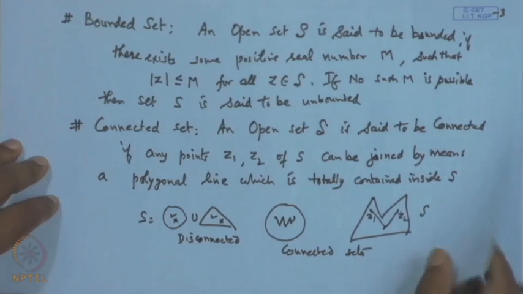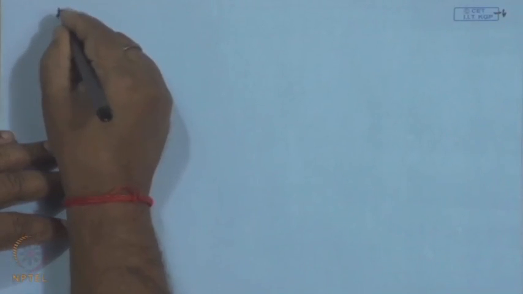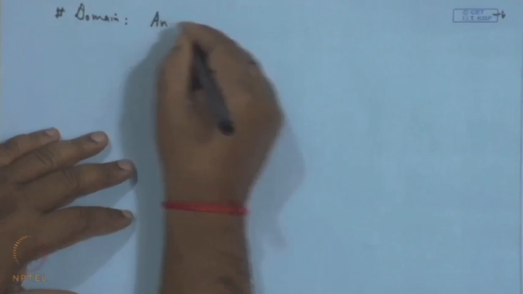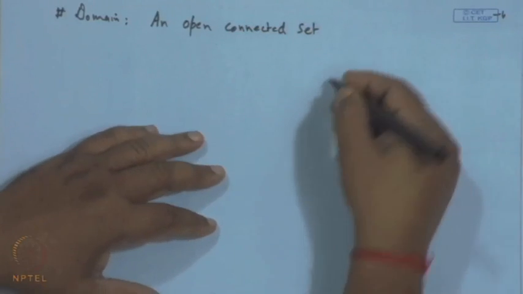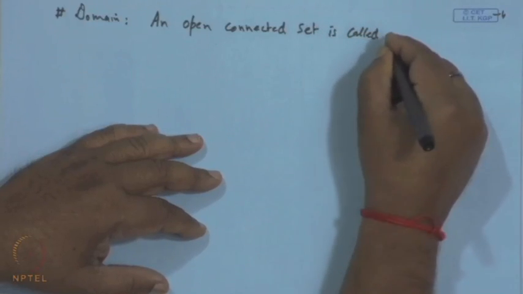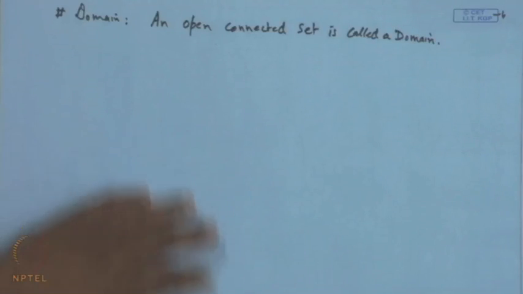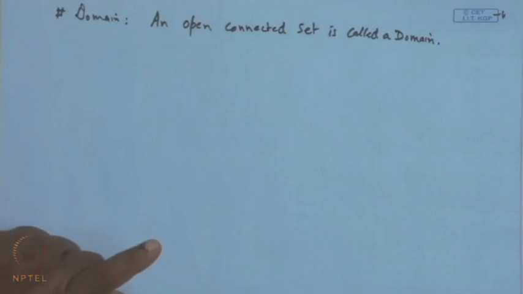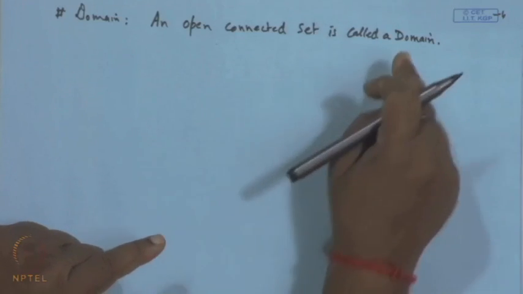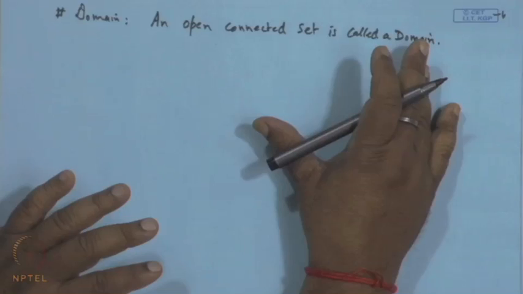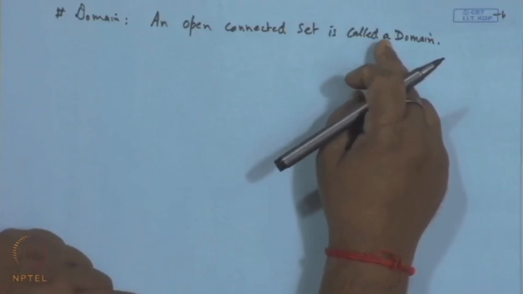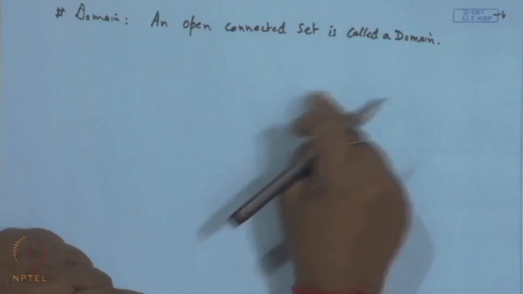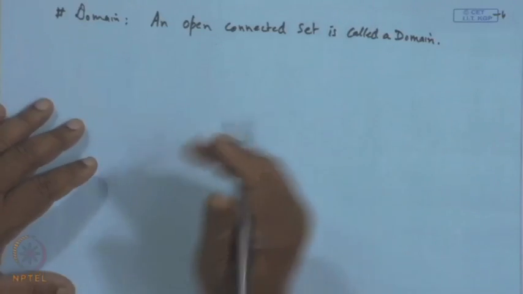Now, domain we define now. Domain: an open connected set is called a domain. So, a domain is not simply a set, it should be an open connected set. That is, a collection of points is said to be a domain when it is an open set, that is, every point is an interior point, and connected means if we pick any two arbitrary points from the set, then one can draw a polygonal curve joining these 2 points which is totally contained inside. Okay.